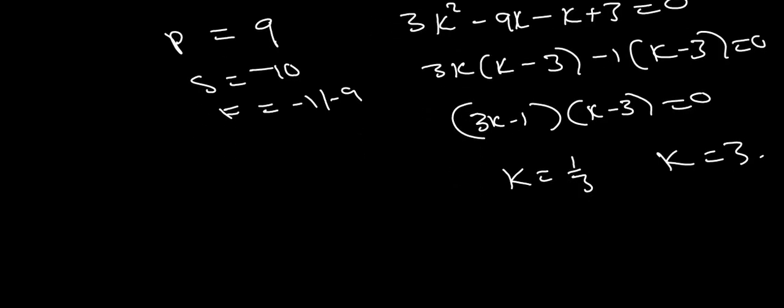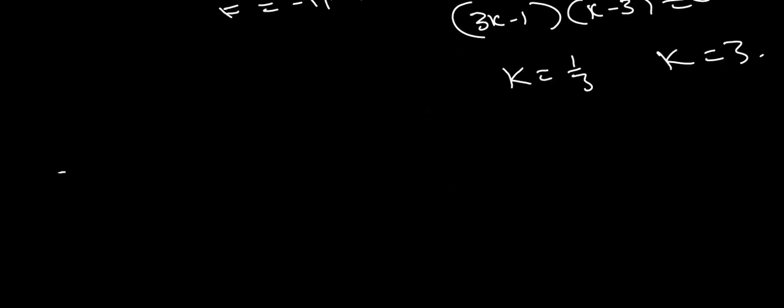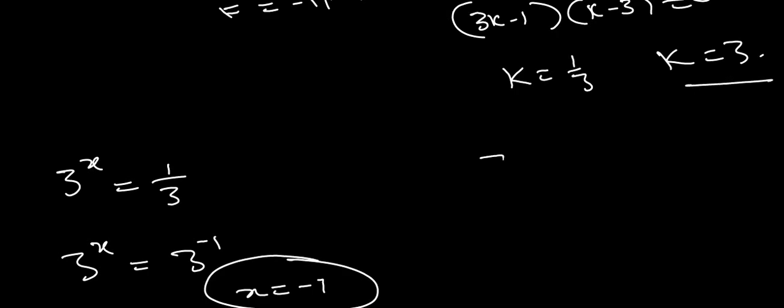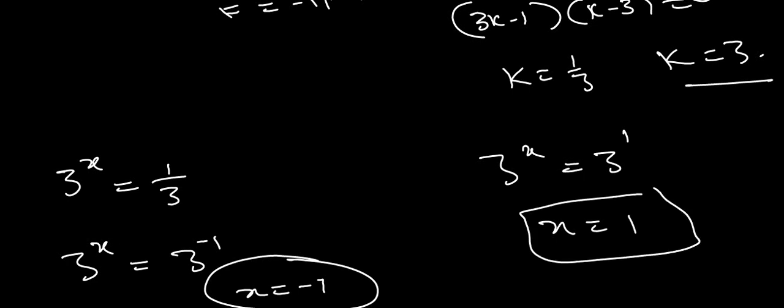So we equate both of these to 3 to the power x. So 3 to the power x is equal to 1 over 3, which is the same as 3 to the power negative 1. So x is equal to negative 1 for starters. The next one is this part here, 3 to the power x is equal to 3. So meaning x is equal to what? 1, right? Because the power here is 1. So meaning you get 2 answers. That's how the question was supposed to be done.